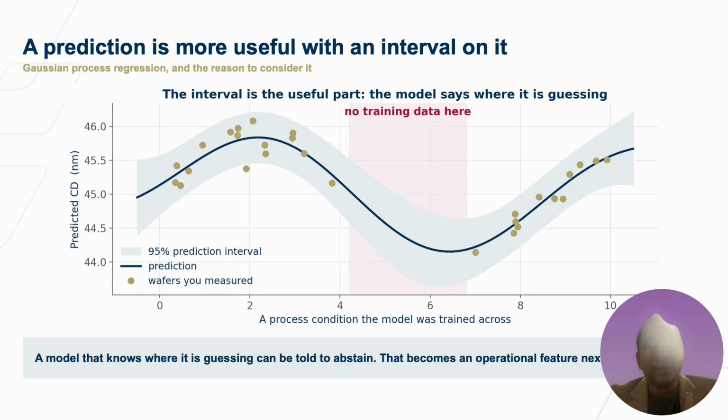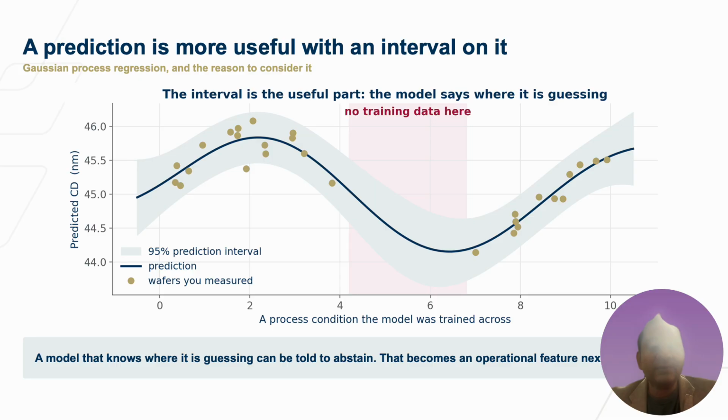One more model worth knowing, and I want it here for a reason that is operational rather than statistical. Gaussian process regression. It produces a prediction and an interval around the prediction. Gold dots are wafers you measured. The navy line is the prediction. The shaded band is a 95% prediction interval. Look at the pink stripe in the middle where there is no training data. The band widens substantially. The model is telling you in its output that it is guessing here.